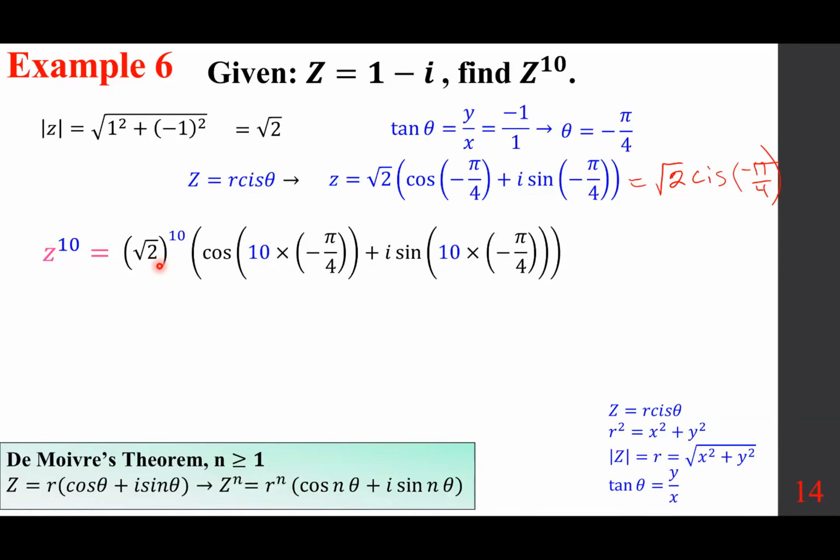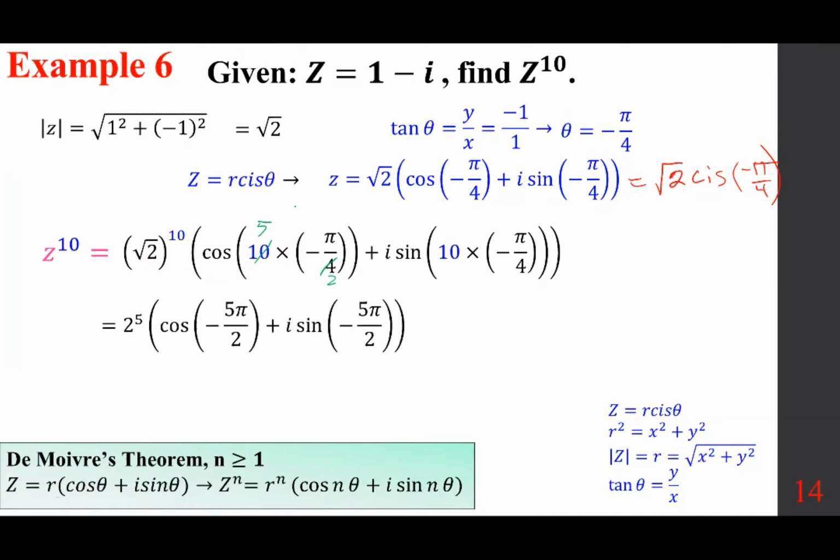So I hope you realize when you take square root of 2 to the power of 10, that means the same as 2 to the power of 5, right? And if you multiply this one, you get minus 10 pi over 4, or minus 5 pi over 2. In other words, this is 2, this is 5, the same thing for the second piece. Now, 2 to the power of 5 is 32.